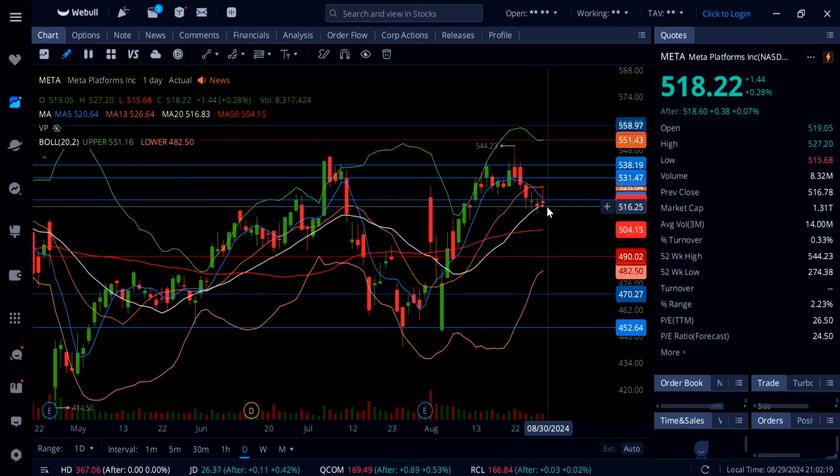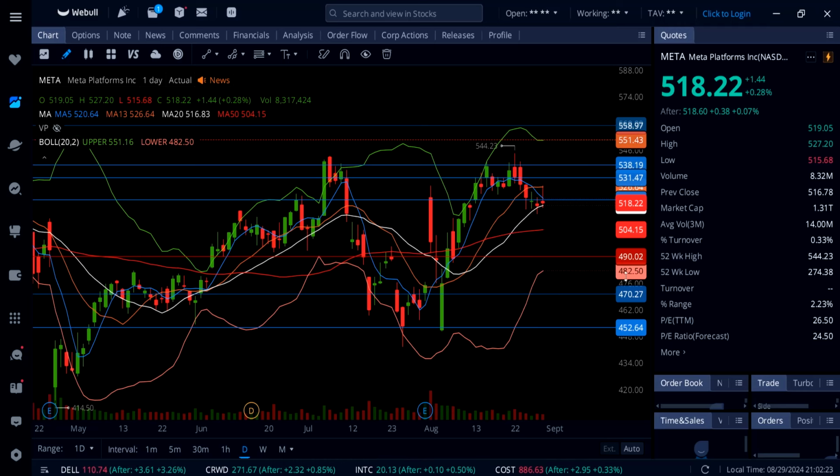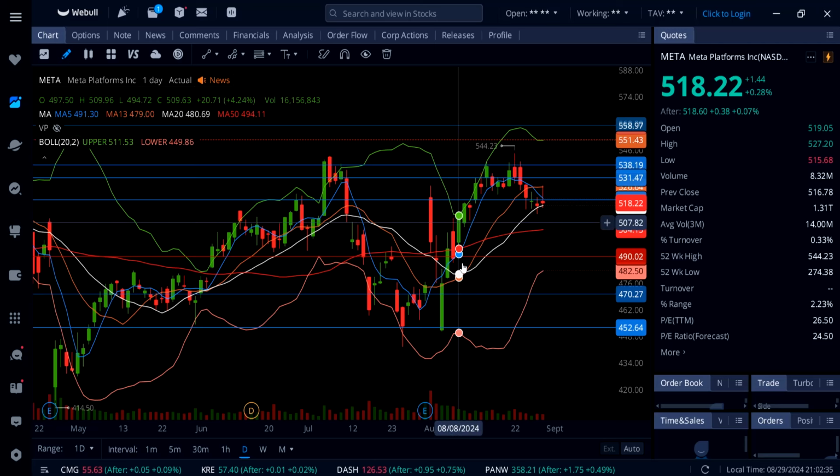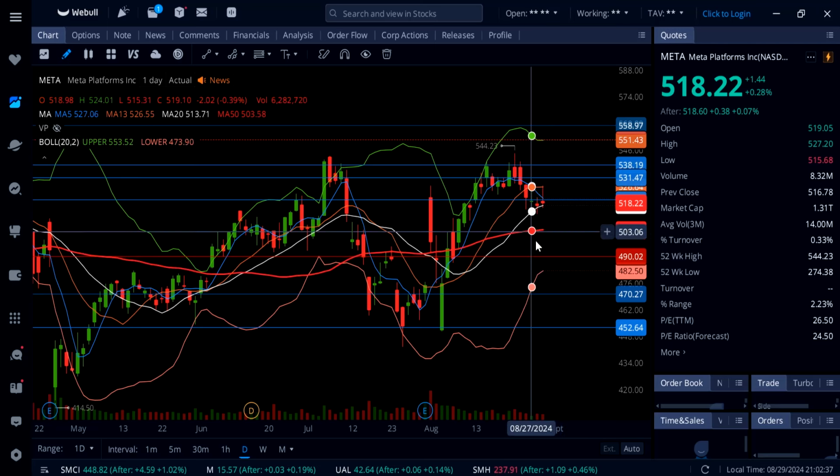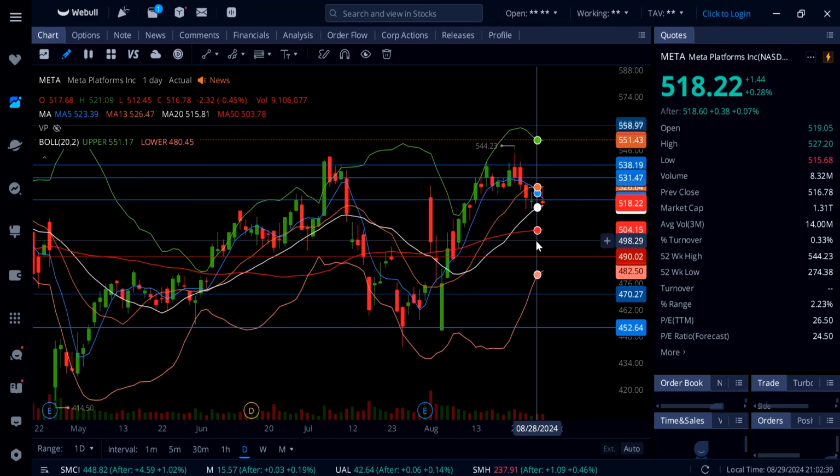If not, you will see a drop down to 504, flat 500, and then 490. Over 520, you will see a move back up to 527, 531, and if we can get over 531, then watch out for a move back up to 538, and over that, maybe even a brand new all-time high possible here on Meta. And that's all I have for you guys.